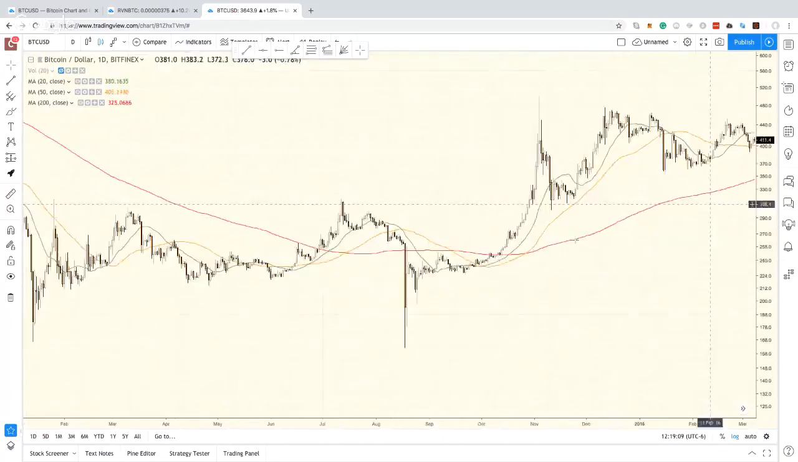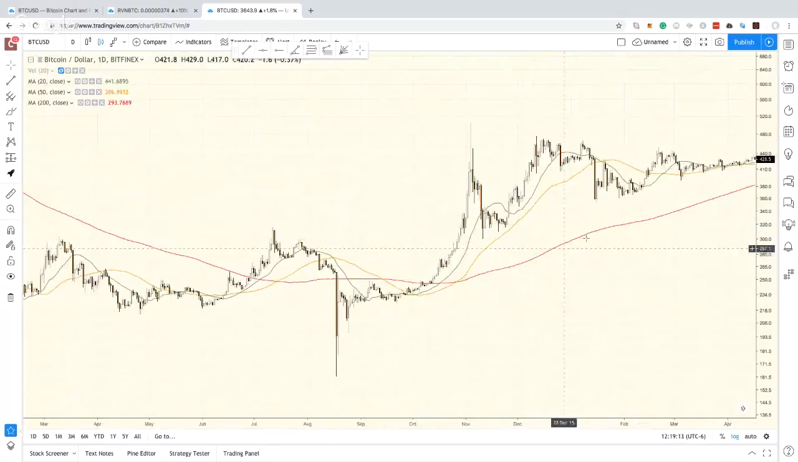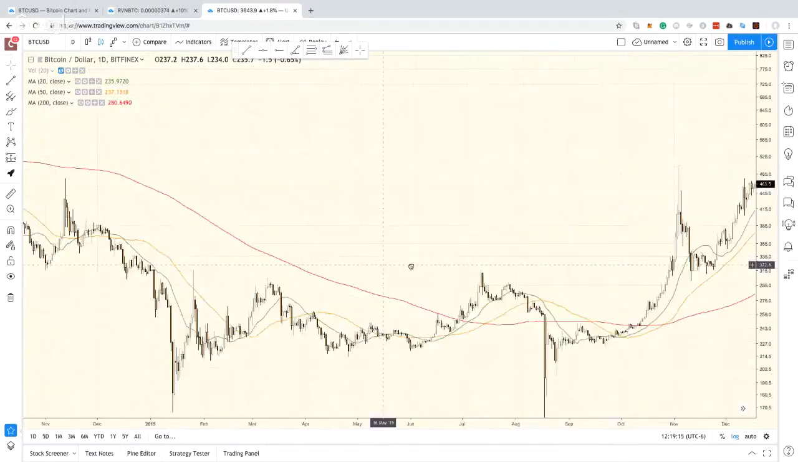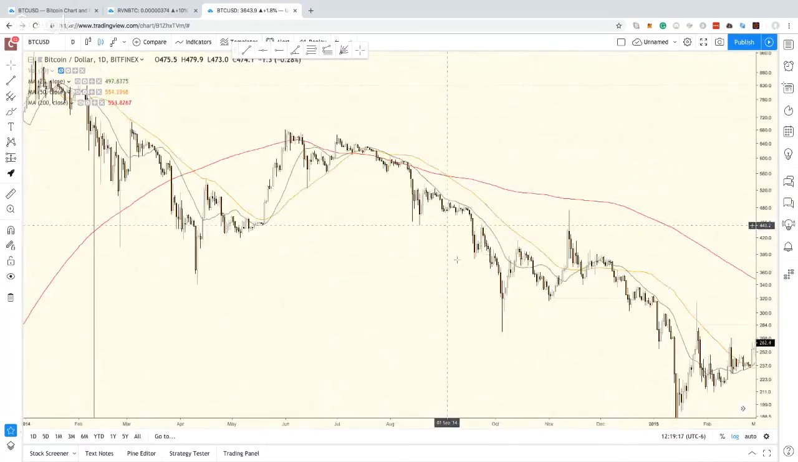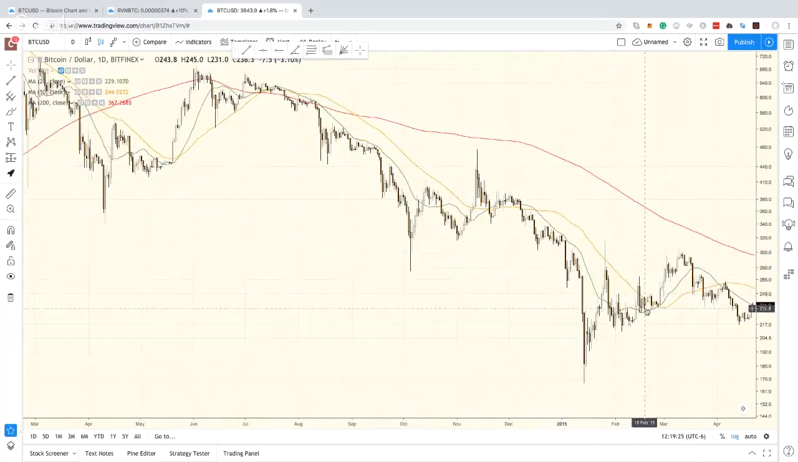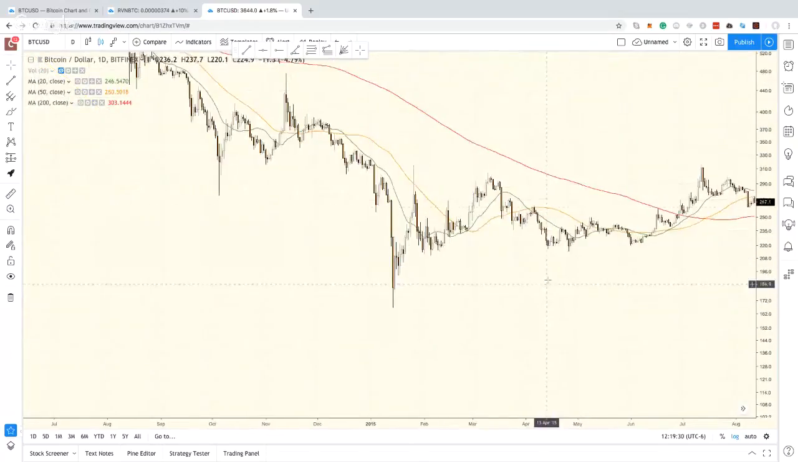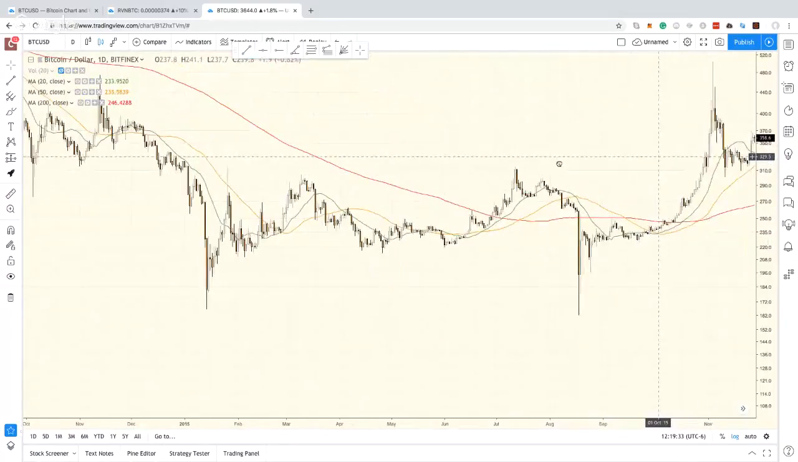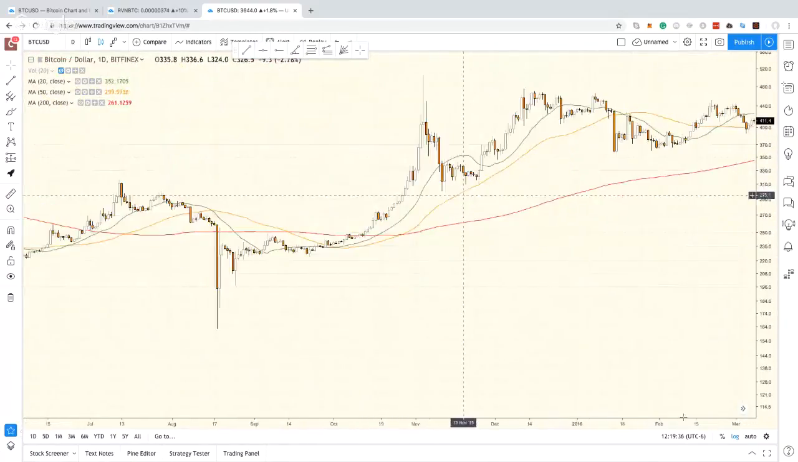So if the price is above the 200 MA, it is a bullish trend, and if the price is below the 200 MA, the trend is bearish. The 50 MA tells you a lot about support and resistance, and also confirms a bullish or a bearish trend. It's slower than the 20 MA, but it's faster than the 200. So I'm going to start showing you here.